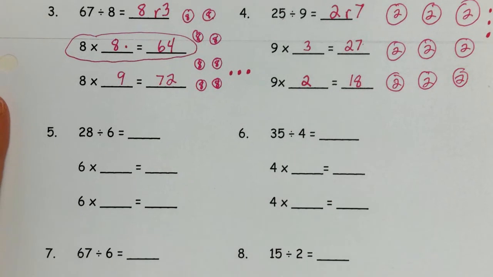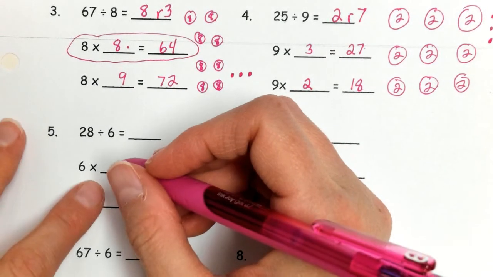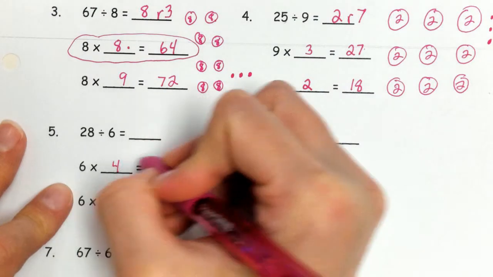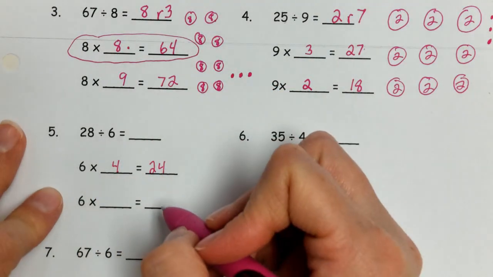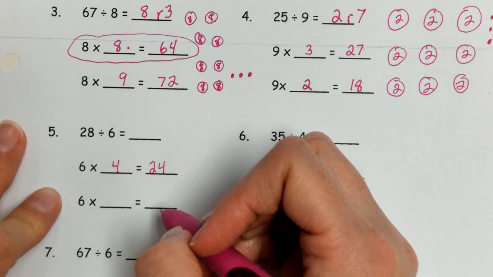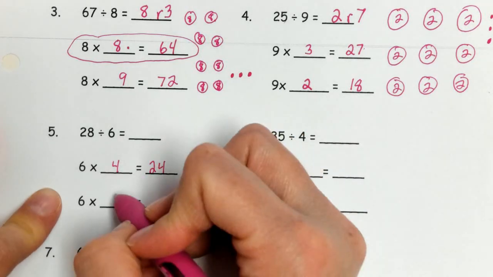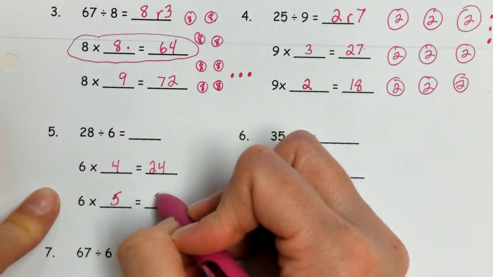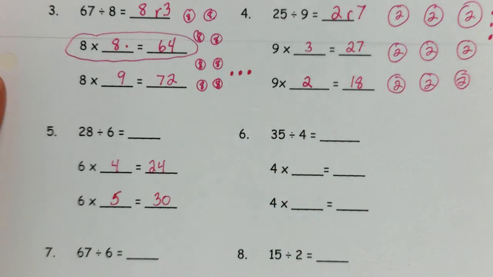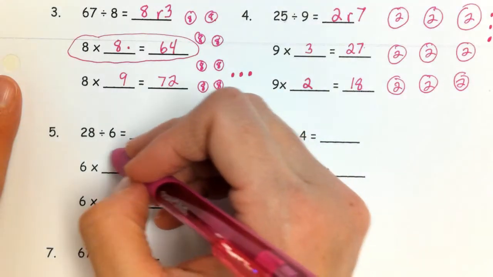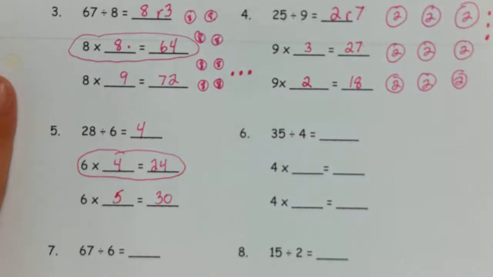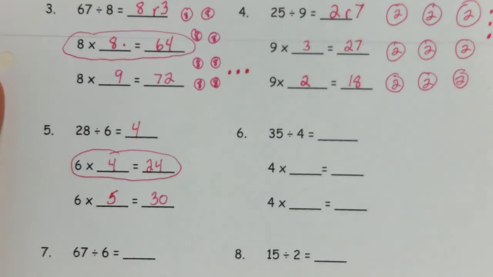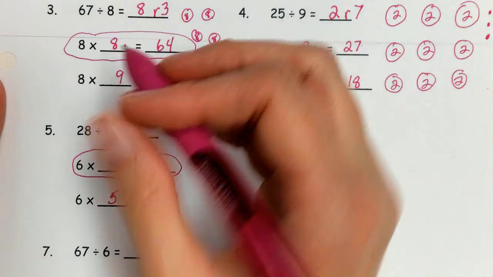All right, 28 divided by 6. What factors of 6? The 2 that are closest are 6 times 4 and 6 times 5, right? Which one will I use? 4. Okay. All right. So I will put 4 in each group. How many will I have left over? I'll have 4 left over.